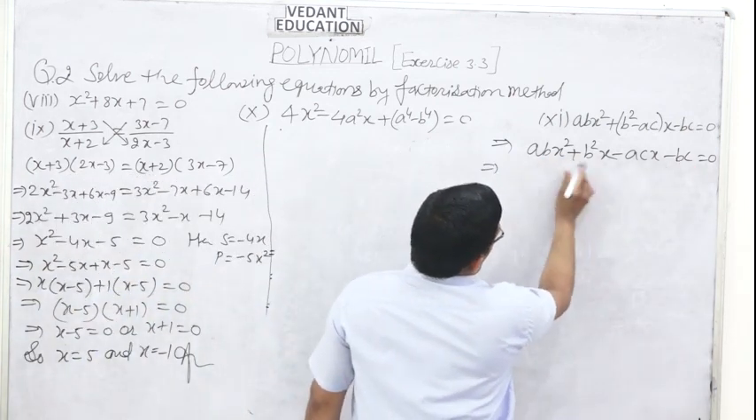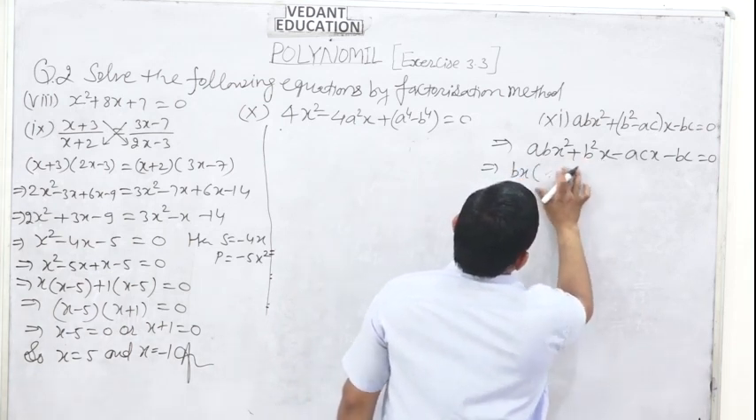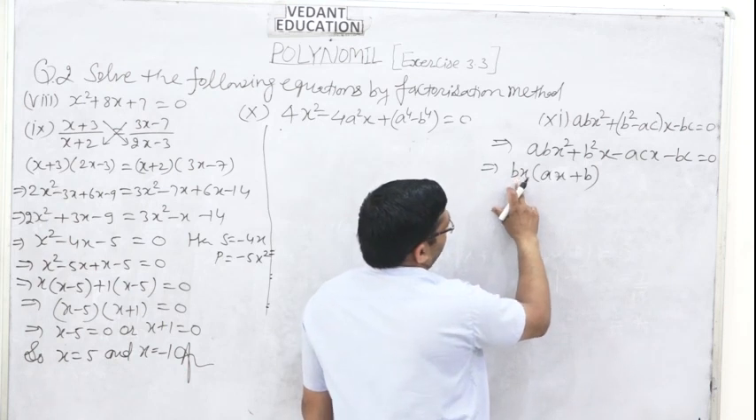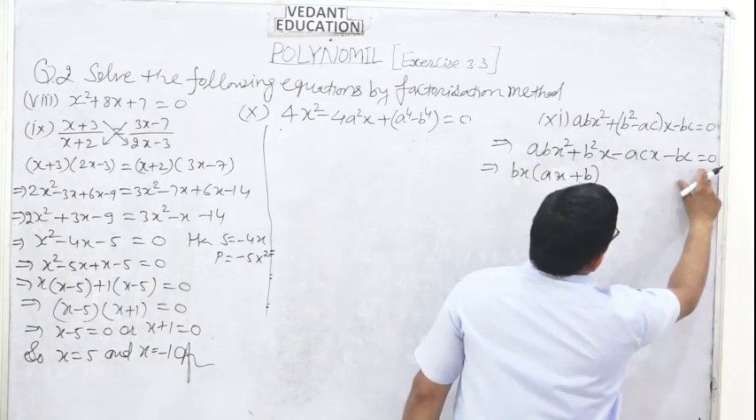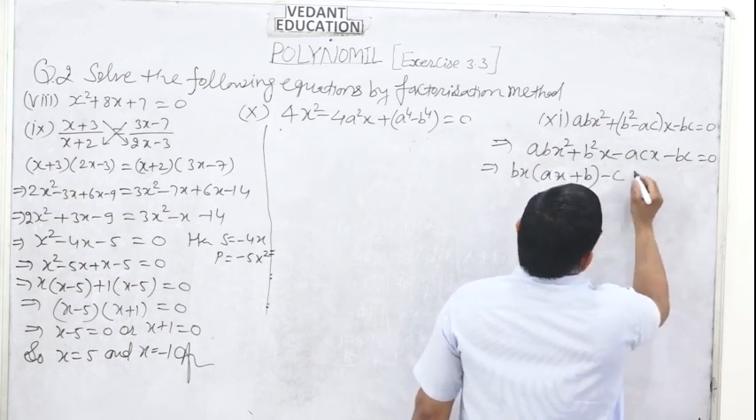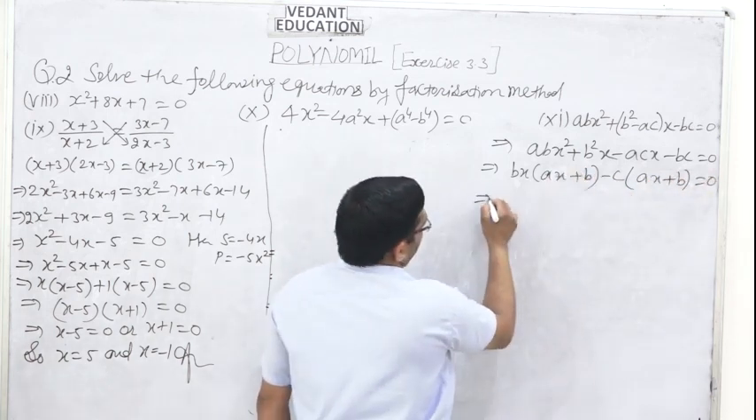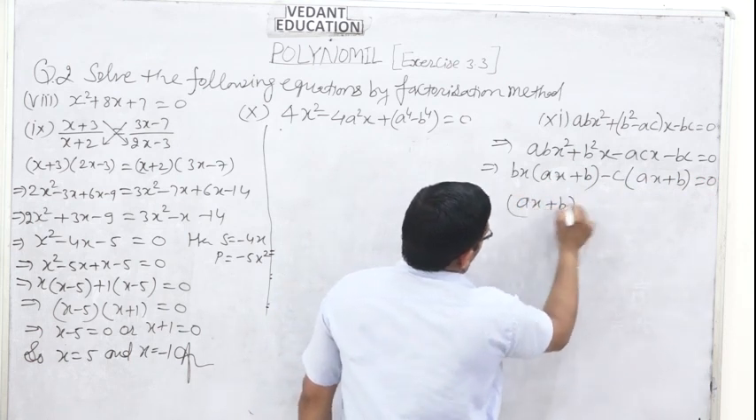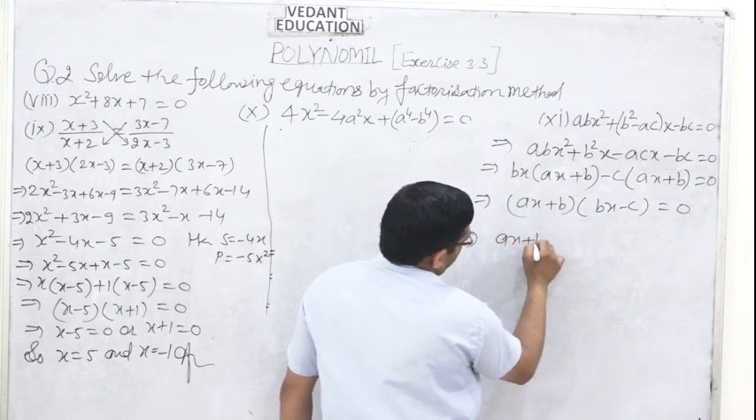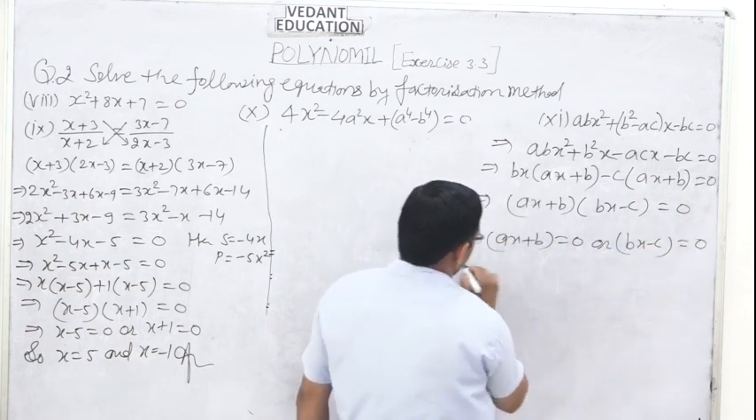Then in the first two terms common is x and b. So bx is common, remain is ax plus b, and in the last two terms common is c. So remaining is ax plus b is equal to 0. That is, again ax plus b is common, and remaining is bx minus c is equal to 0. That is, ax plus b is equal to 0 or bx minus c is equal to 0.